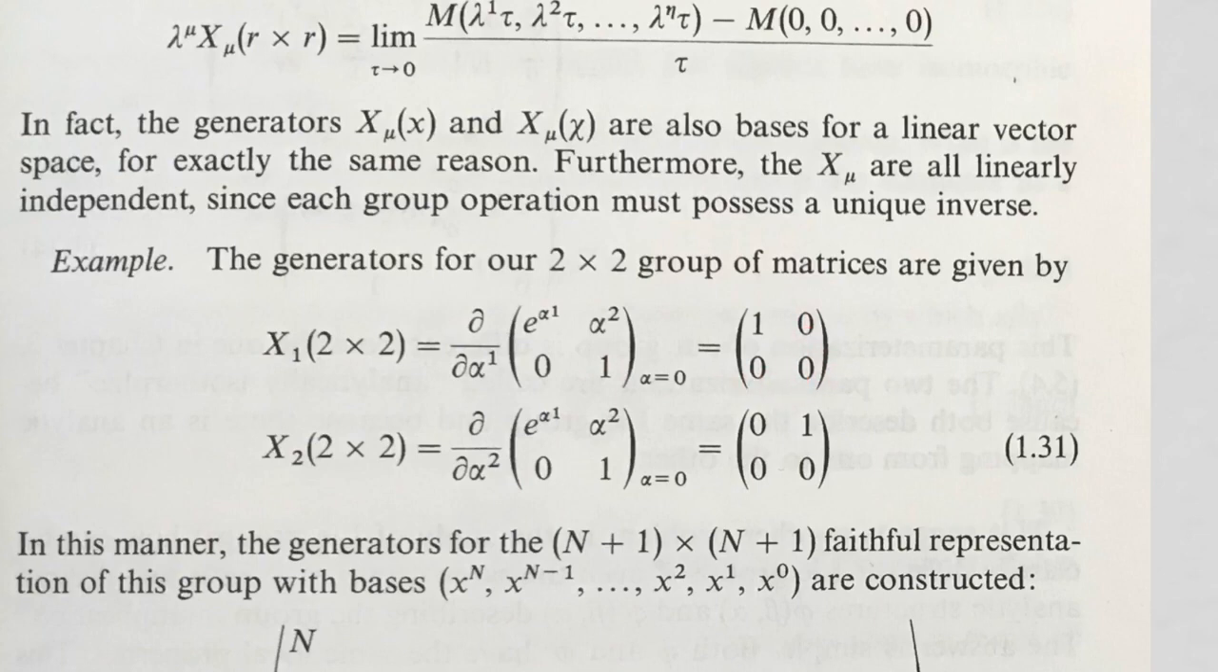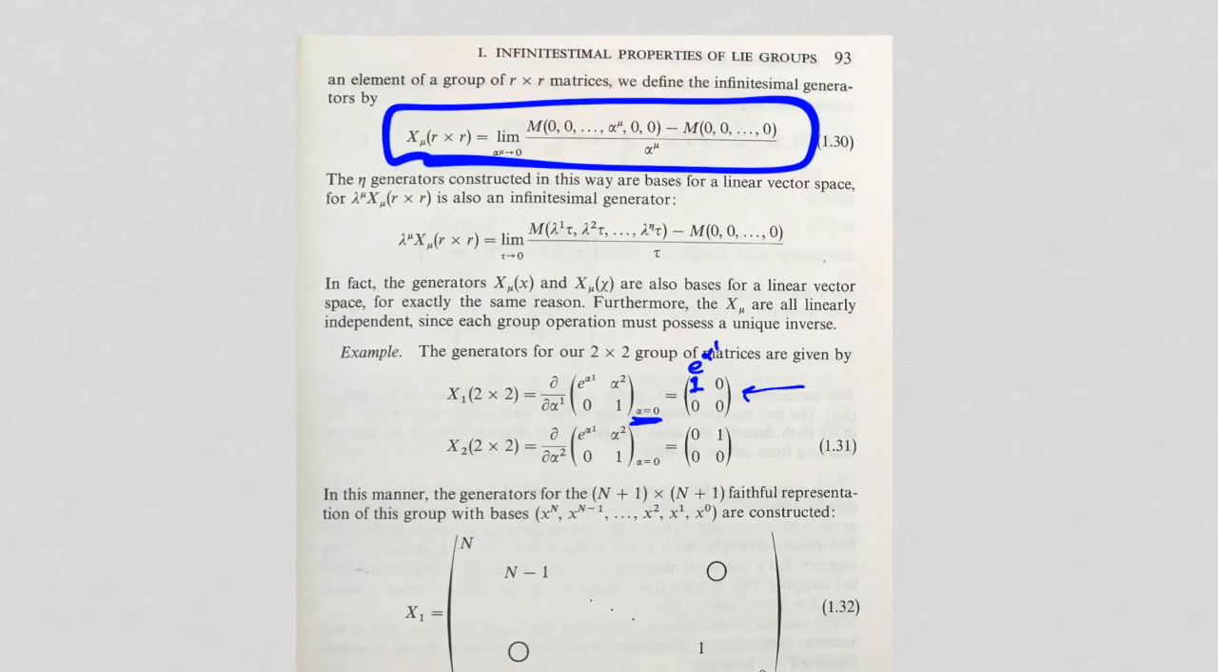And this guy here was e to the alpha 1, or I guess alpha 1. But you set all the parameters equal to 0 at the end, and what do you get? You get a 1 right there. So that is considered an infinitesimal generator of the Lie group, right? So this is this definition here.